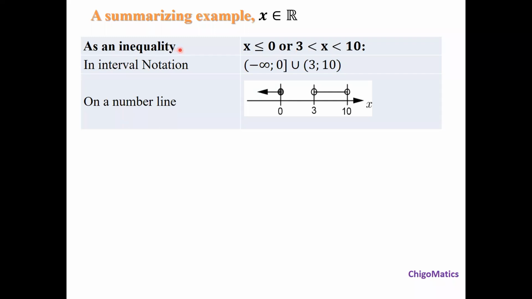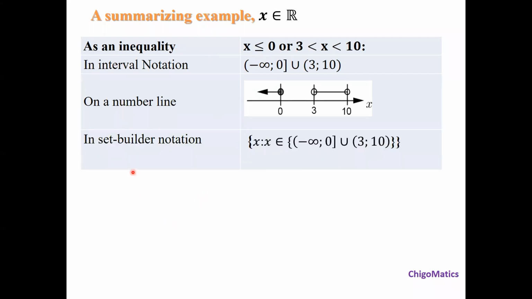Then when it comes to set builder notation, we are saying it is a set of all X's such that X should be an element of this set, which is open on one side and closed on the other, and added to that, union the open set, anything greater than 3 to anything less than 10. So when you take these elements, that is the X we are talking about. That is the set that will be formed. So that is in set builder notation.